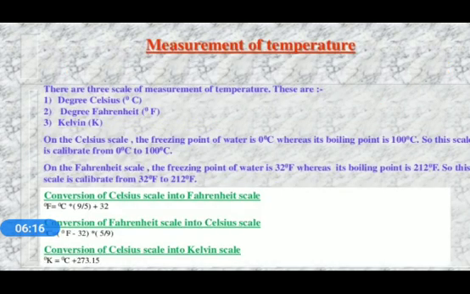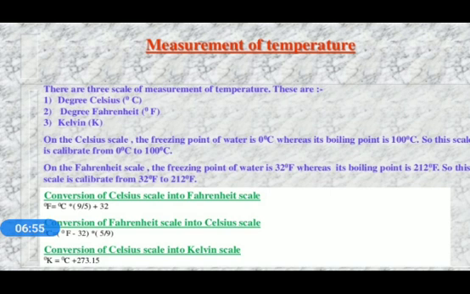Measurement of temperature. There are three scales of measurement of temperature. These are degree Celsius, degree Fahrenheit, and Kelvin. On the Celsius scale, the freezing point of water is 0 degrees Celsius, whereas its boiling point is 100 degrees Celsius. So this scale is calibrated from 0 degrees Celsius to 100 degrees Celsius. It means that the Celsius scale always works between the freezing point of water and the boiling point of water.